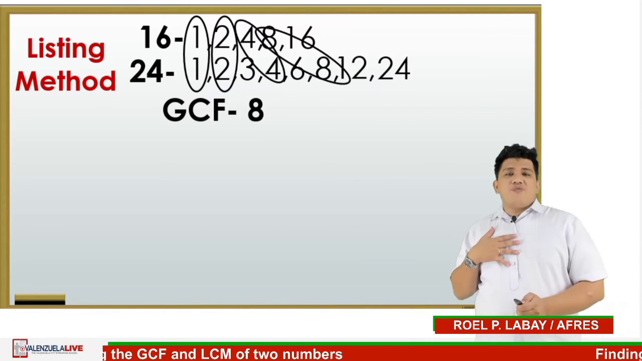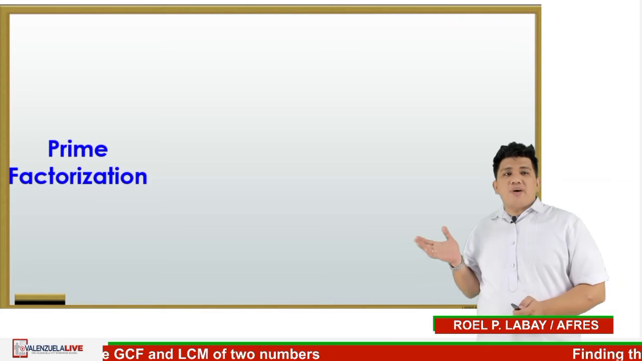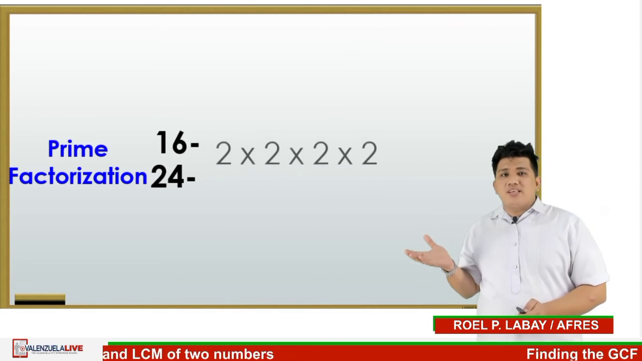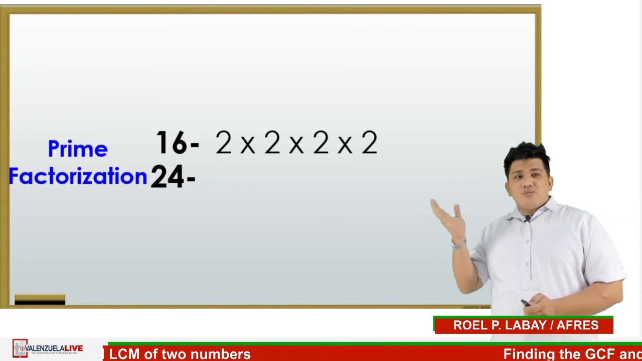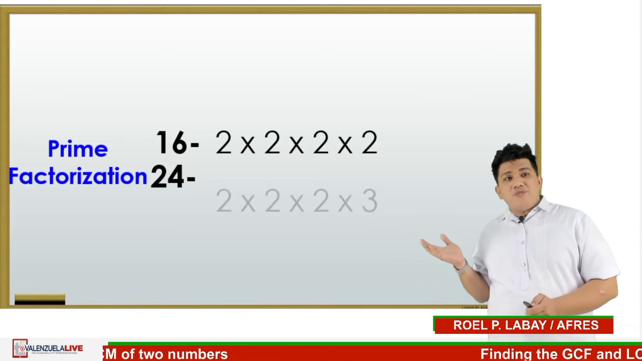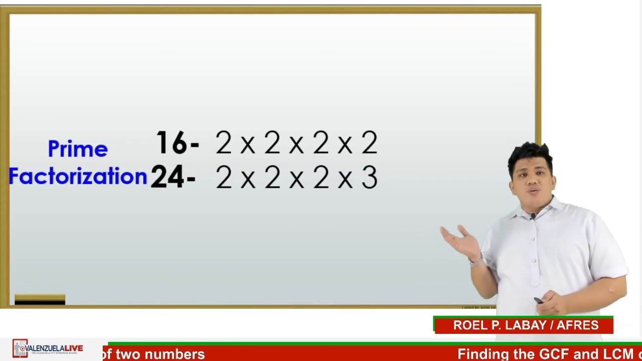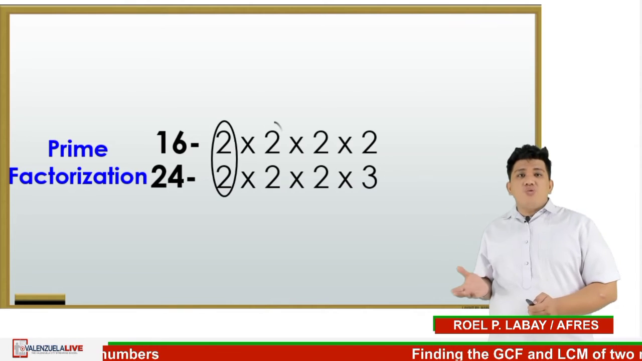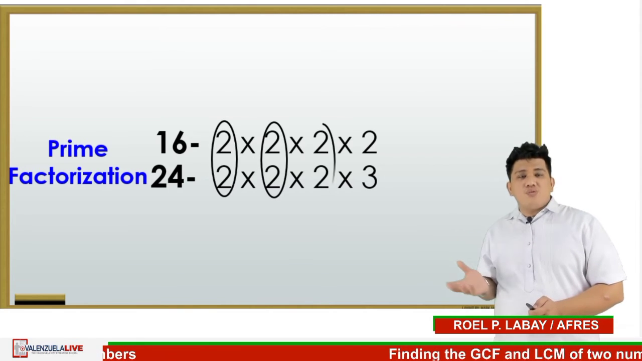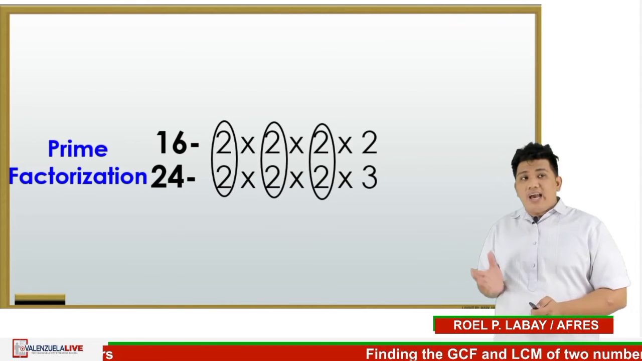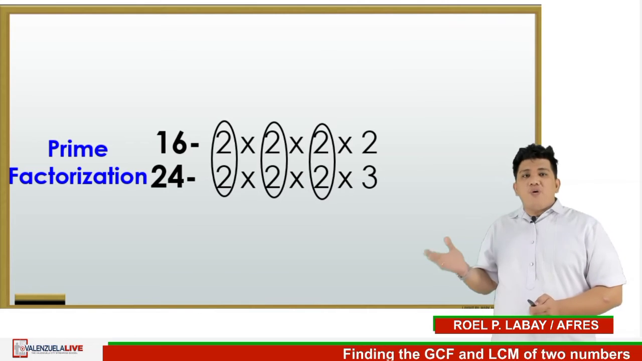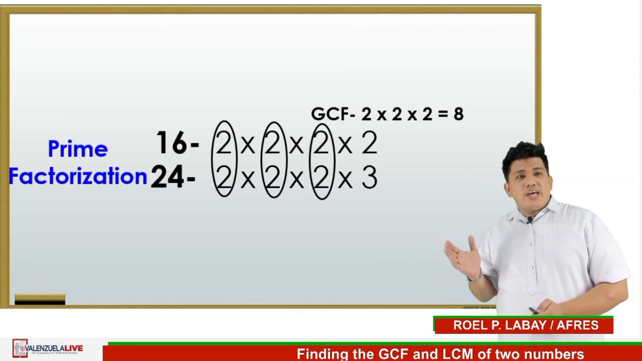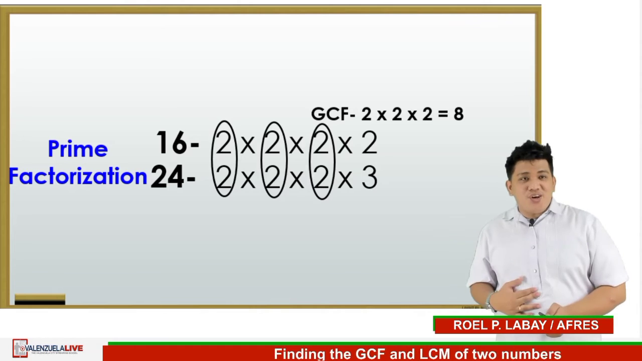Now, if you use prime factorization, the prime factors of 16 are 2 times 2 times 2 times 2, and the prime factors of 24 are 2 times 2 times 2 times 3. The common prime factors are 2 times 2 and 2. To get the GCF, we will just multiply the common prime factors. Therefore, GCF now is equal to 2 times 2 times 2, and the answer is also 8.